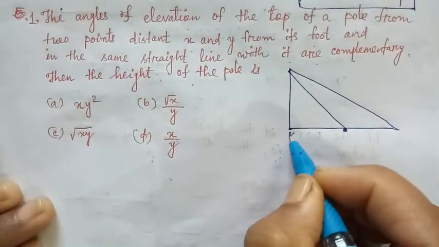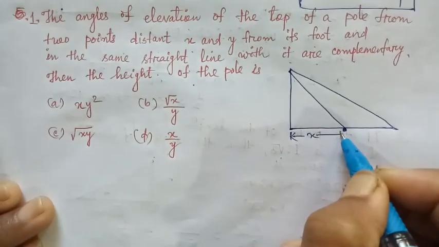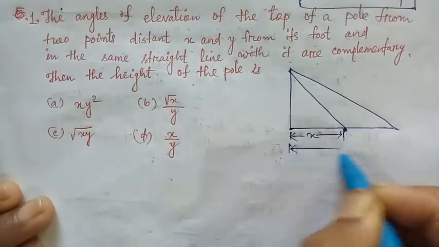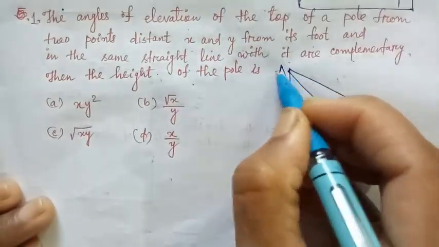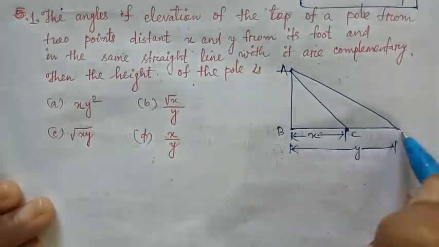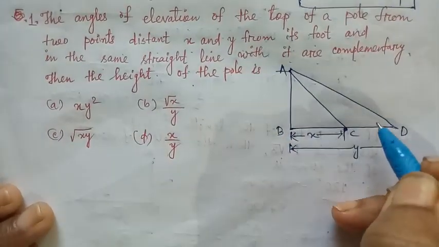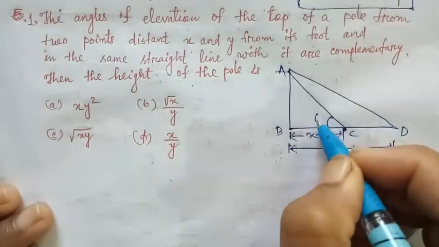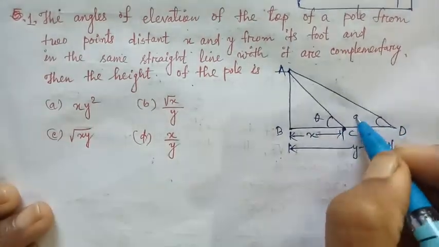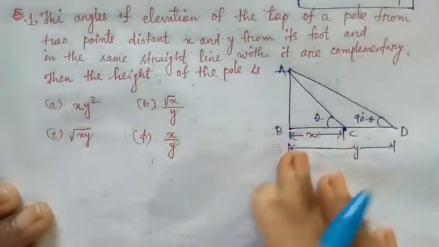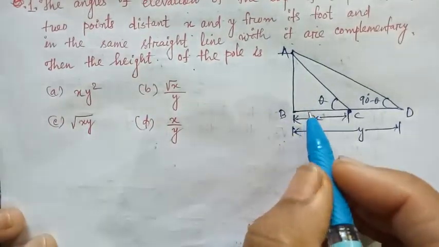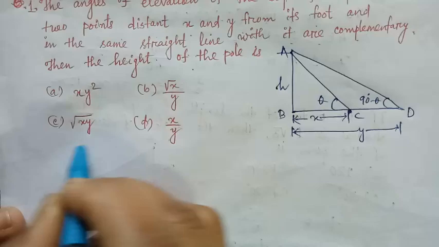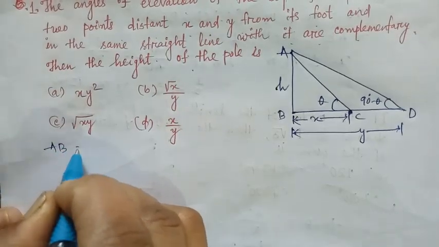This is a point at distance x, and this point is at a distance y. Name them A, B, then C and D. The angles of elevation are complementary, which means if one is theta, the other will be 90 minus theta. So we have to find the height of the pole, that means AB.